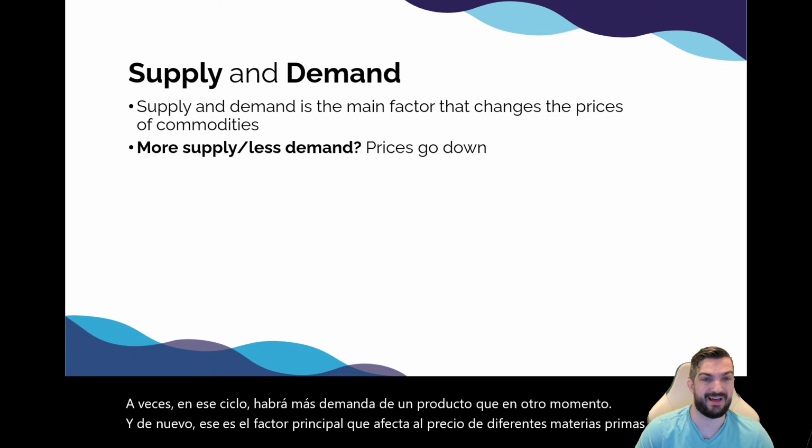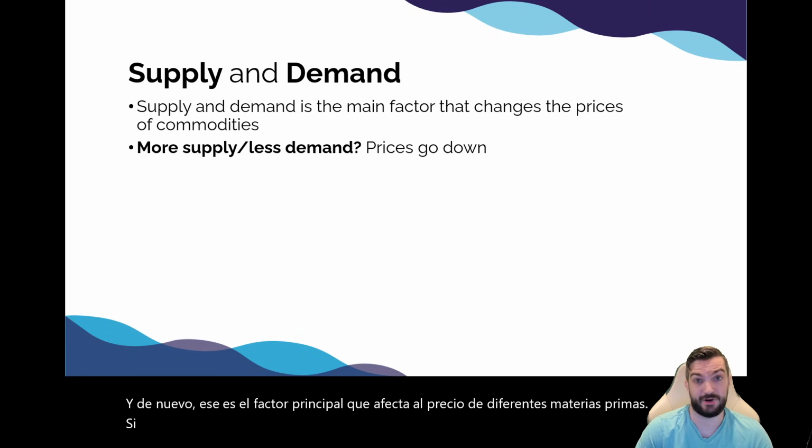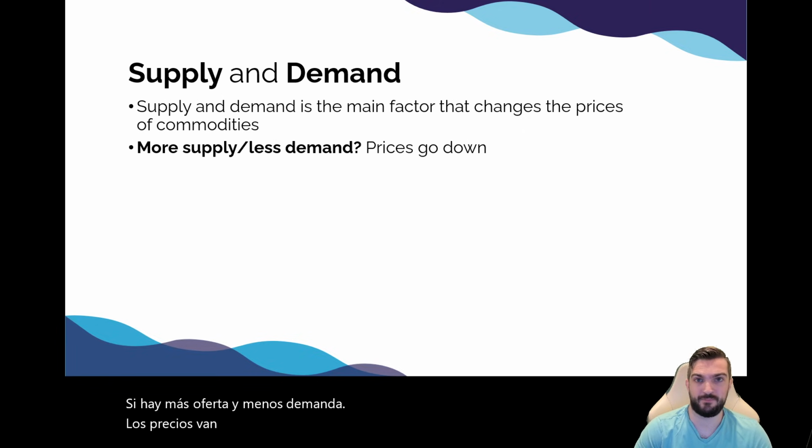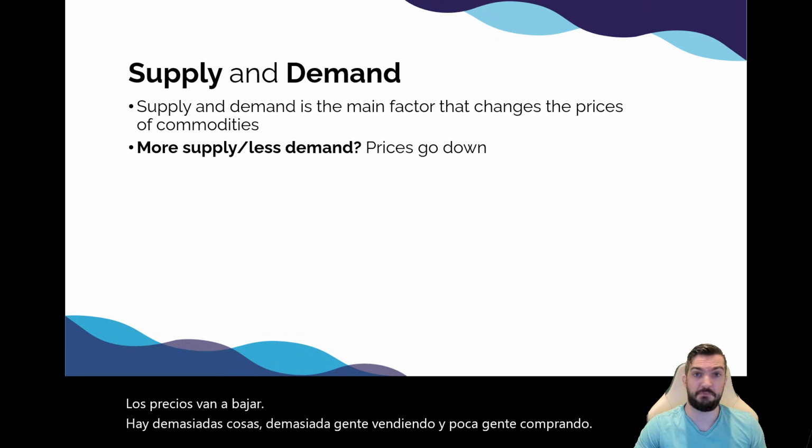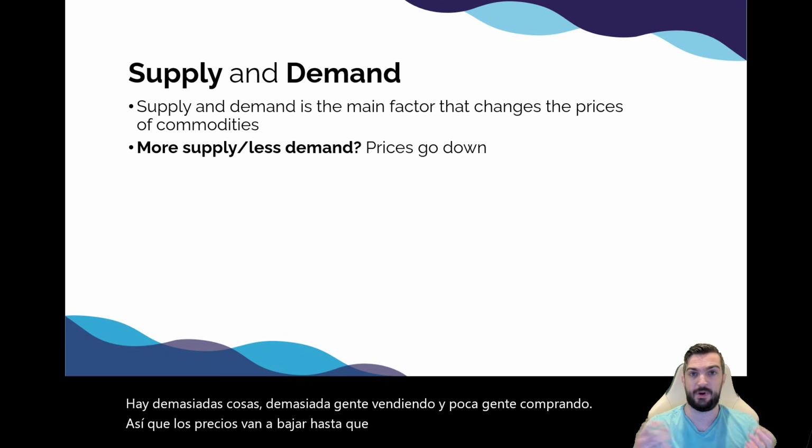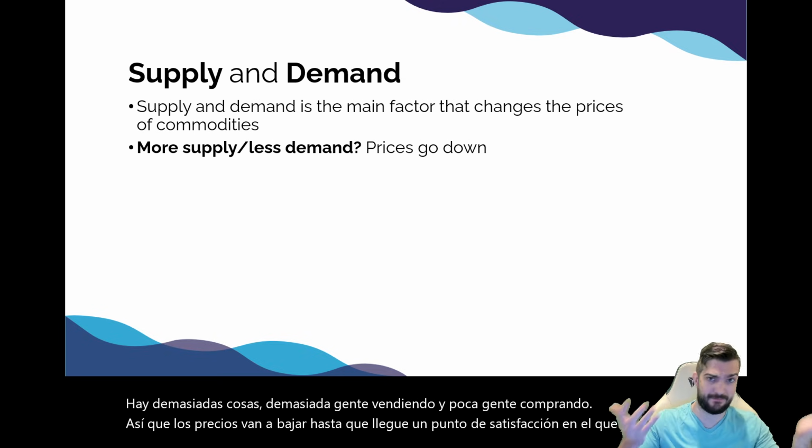If there's more supply and less demand, prices are going to go down. There's too much stuff, too many people selling, and not enough people buying. So the prices are going to go down until there is a happy point where people are both buying it and selling it.